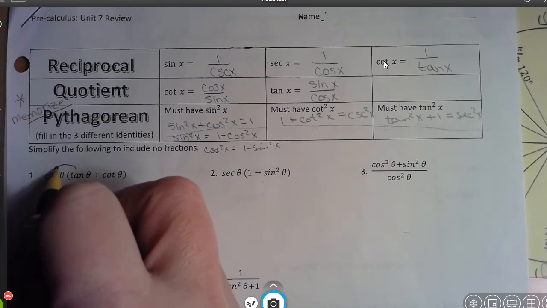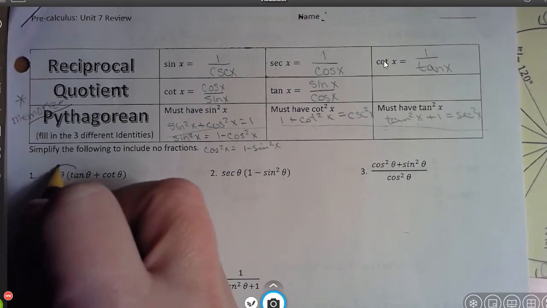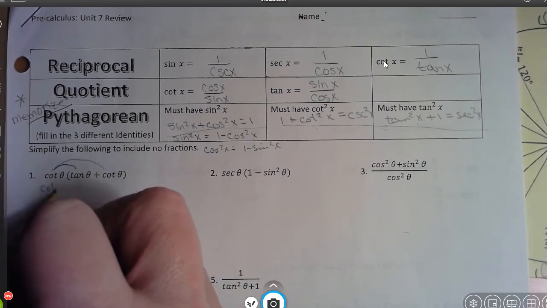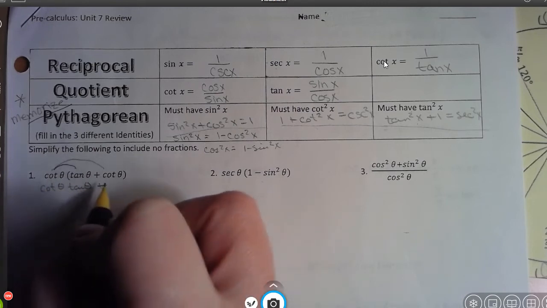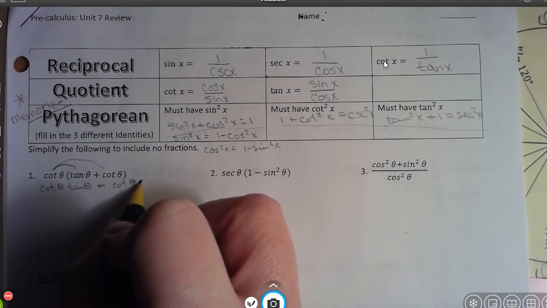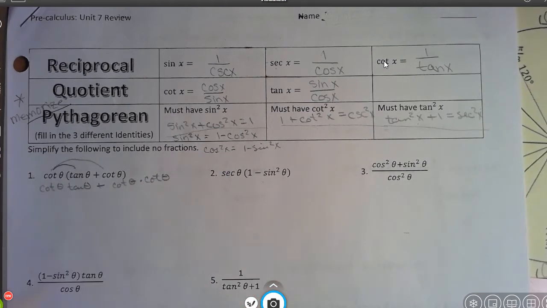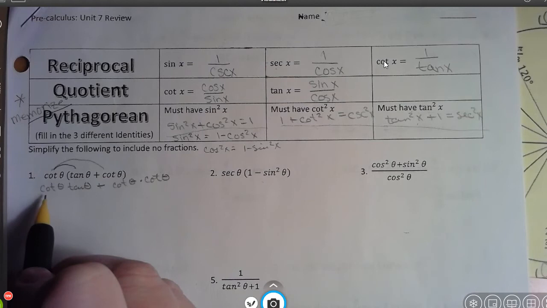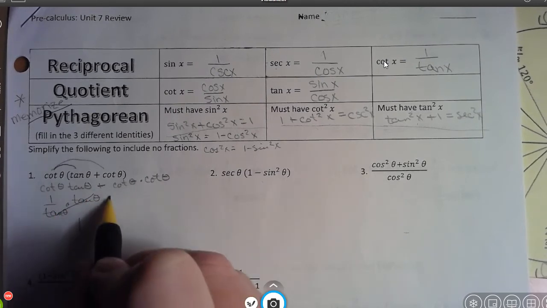So going on to the first one, I thought of several ways to do this, and on the key I have it listed both ways. But if I take cotangent, I'm just going to go ahead and distribute first. Cotangent theta times tangent theta, plus cotangent theta times cotangent theta, right? All I did was distribute. Well, this one, 1 over tangent, is the same as cotangent. So that cancels and becomes 1.